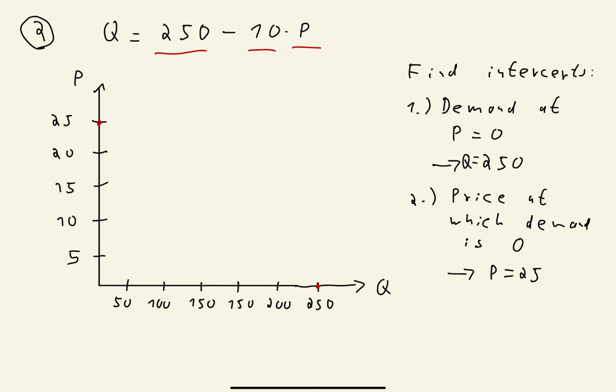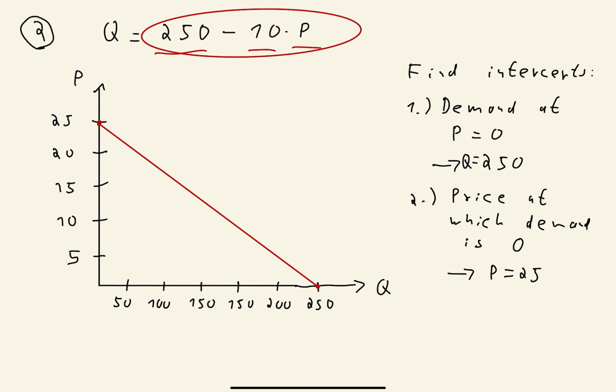Now, the final step is simply to connect the 2 points that we calculated right now. So that's what we will be doing next. Okay, and this is the budget curve. Sorry, this is not the budget curve. This is the demand function, the demand curve for the function which we had above.